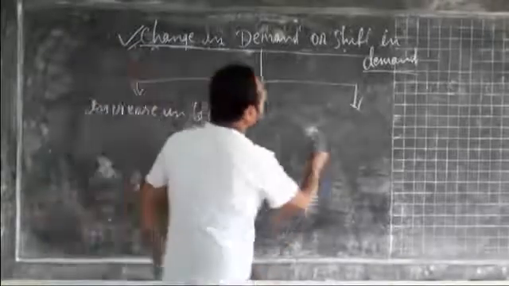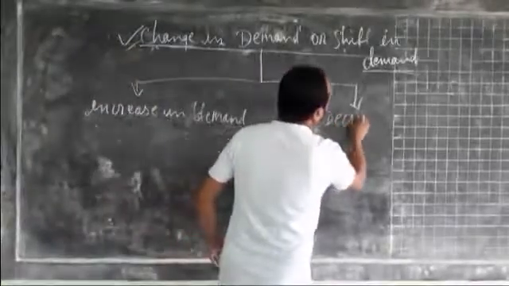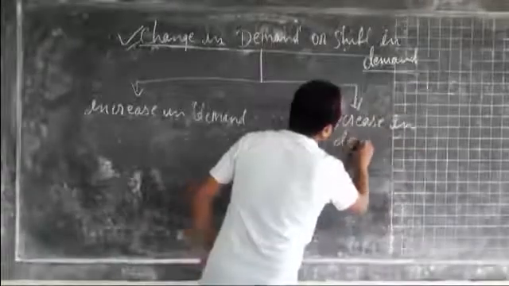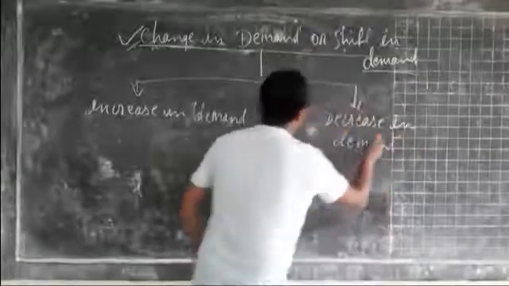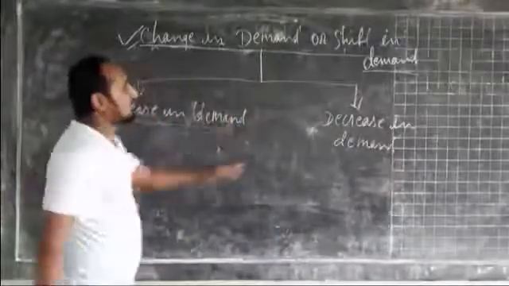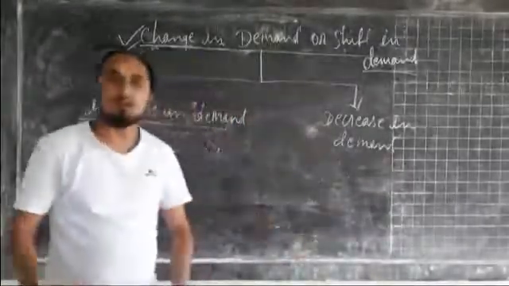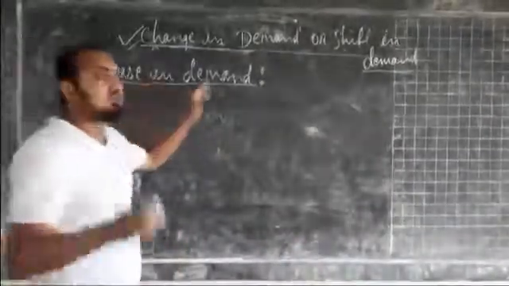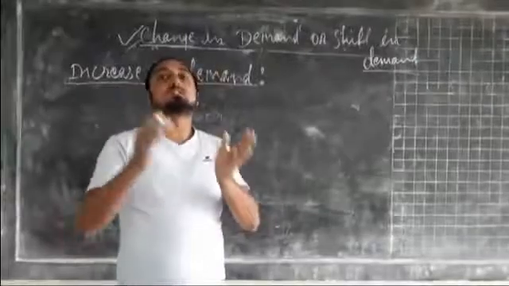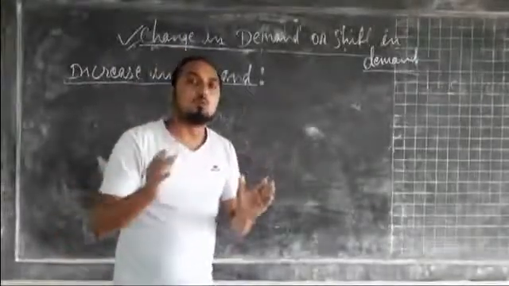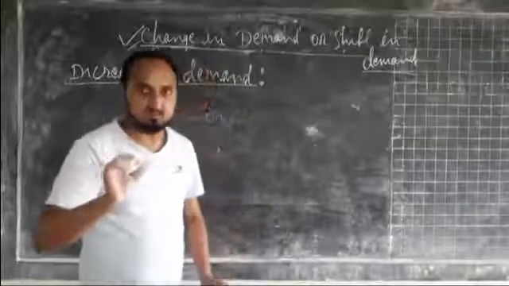And number two, we have decrease in demand. Now I will explain first this increase in demand, then I will go to the next, decrease in demand. Okay, this increase in demand. So increase in demand refers to the situation in which the quantity demand will be more at the same price.